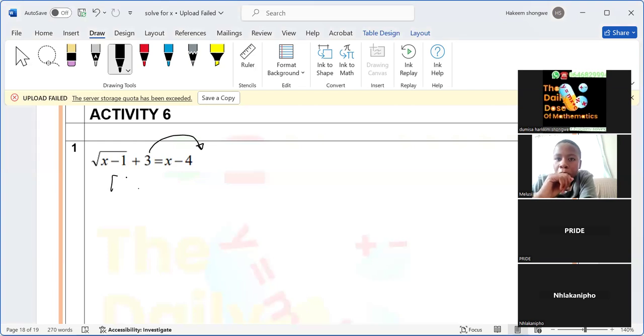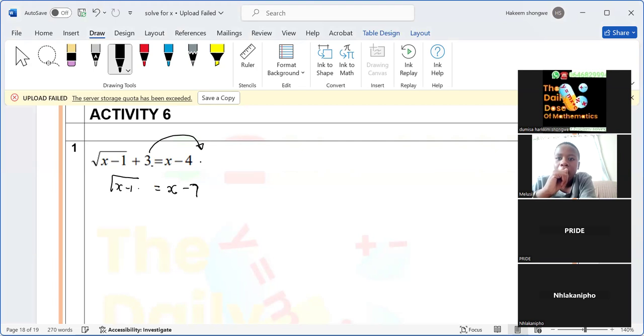So we're going to have square root x minus 1, which is going to equal x, and we take this one to the other side. It was positive, when it gets to this side it becomes negative. So you're going to have minus 7.